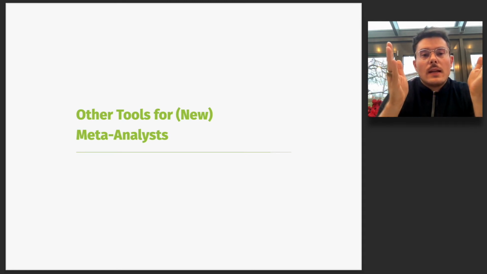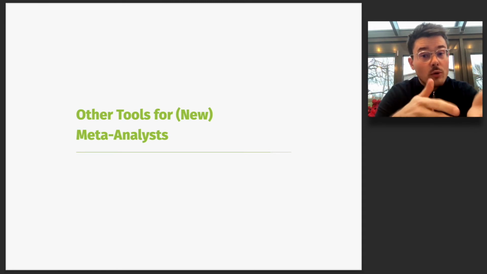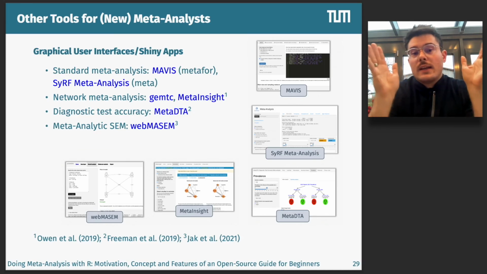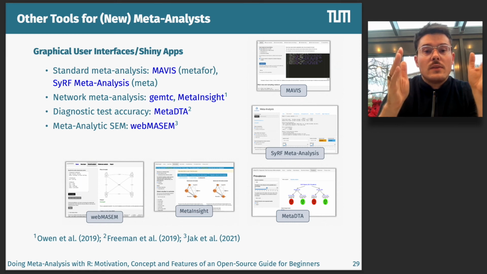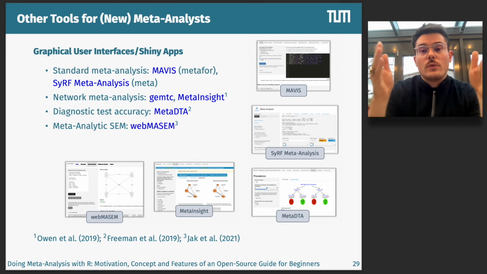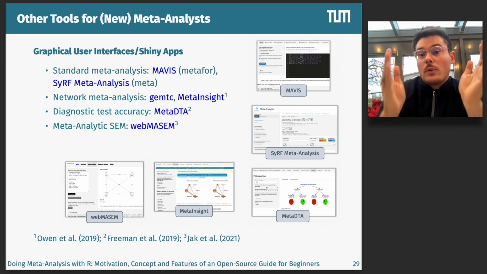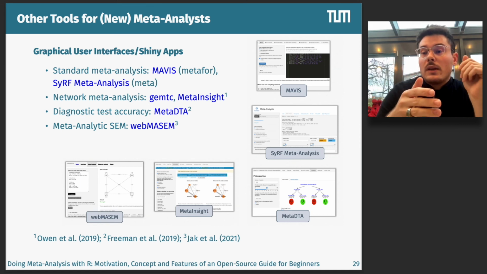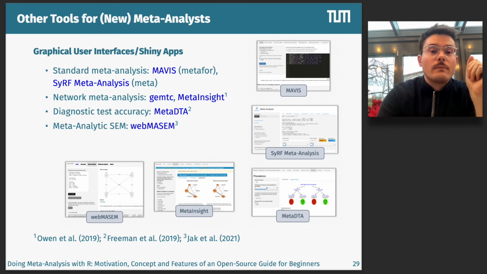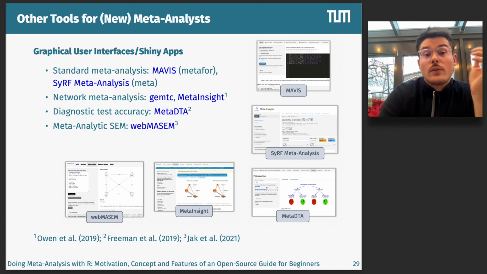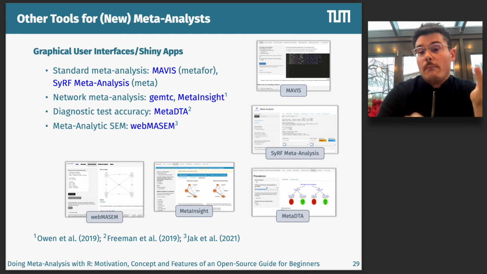At last, I'd like to also briefly present other tools that I think are really cool and potentially helpful for new meta-analysts. In terms of GUI/Shiny apps, it's really amazing to see the amount of free tools developed over the course of the last years. For meta-analysis in general, there's of course Mavis, which has been around for quite some time now, but there's also other options that are based, for example, on meta primarily. For network meta-analysis, there are tools like GMTC or Meta-Insight, and there are also now apps which I find really cool for diagnostic test accuracy studies and for meta-analytic SAM.